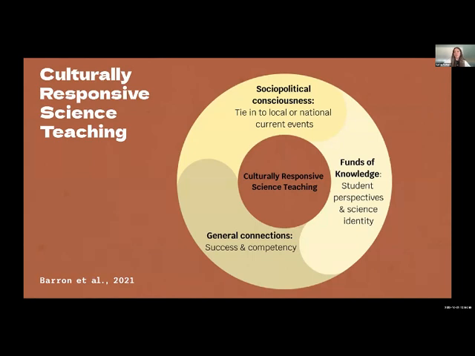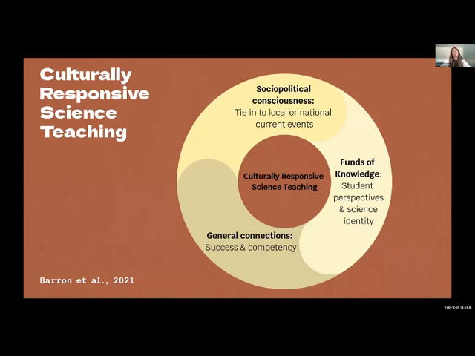Sociopolitical consciousness basically states that within a classroom, academic content should tie into local or national current events. This allows students to make real world connections between things that are happening around them and things they are learning in the classroom. The second tenet of culturally responsive science teaching is funds of knowledge.